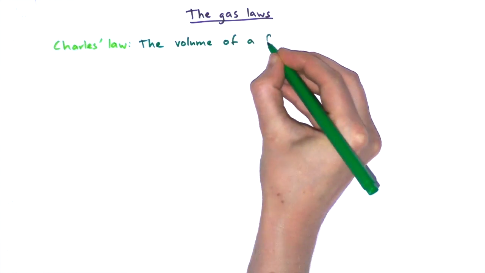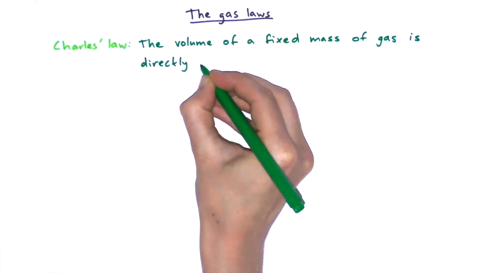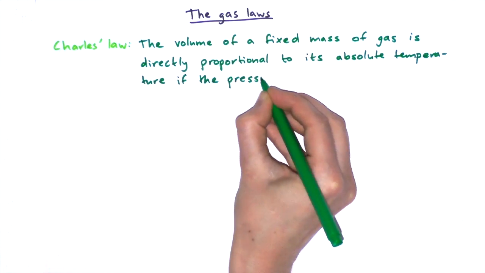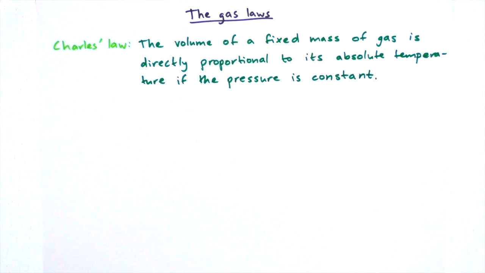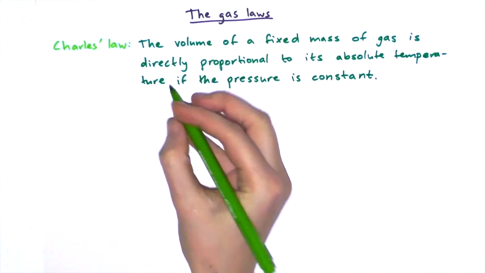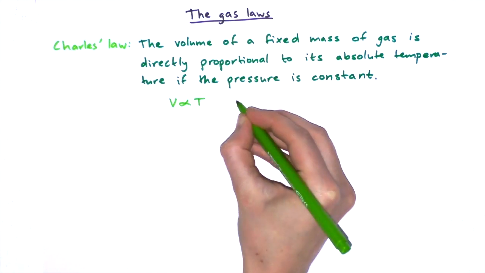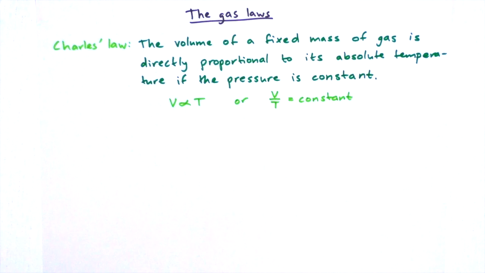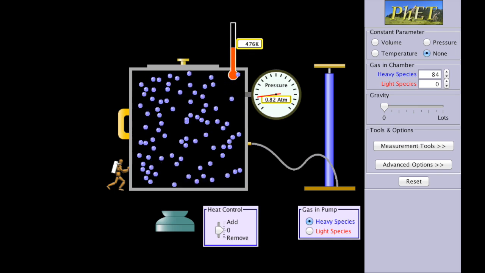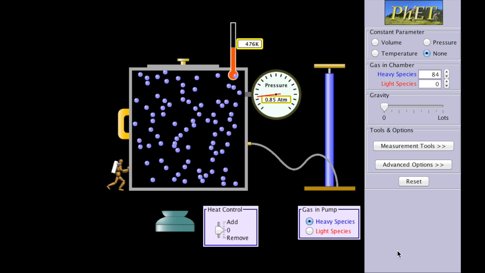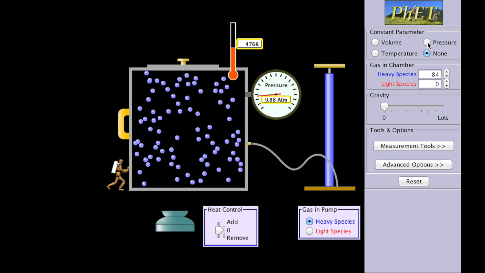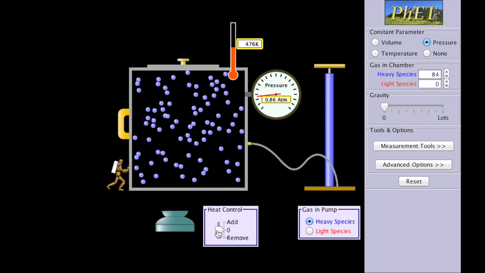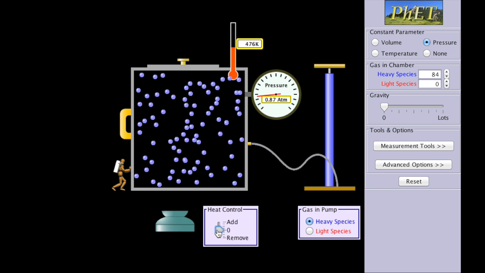So what he discovered was that the volume of a fixed mass of gas is directly proportional to its absolute temperature if the pressure is constant. So we can also write that as V proportional to T, or we could say that V over T is equal to a constant. And we can see how this works by looking at the simulation. So the pressure has to be constant, so set the pressure to constant. And now we can change the temperature and see how the volume is affected.